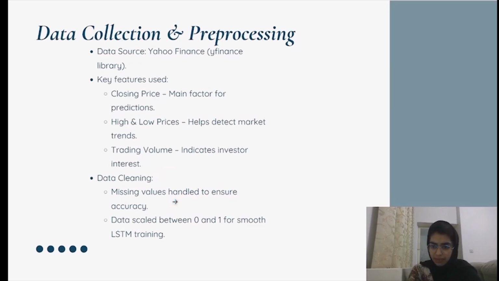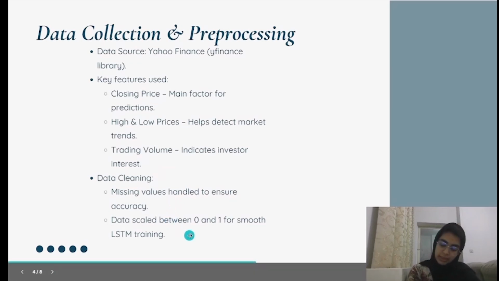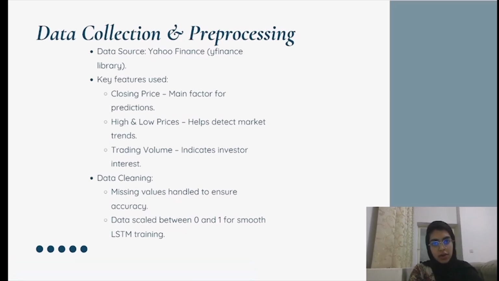And after that, we have scaled our data between 0 and 1 for the LSTM model, because we know the stock prices generally work on very large values, and it's going to be quite difficult for the LSTM model if we do not normalize the price to a very small value. And in this case, we took between 0 and 1. So for that, we used min-max scaling normalization to scale the data.